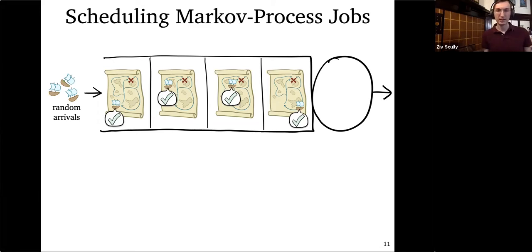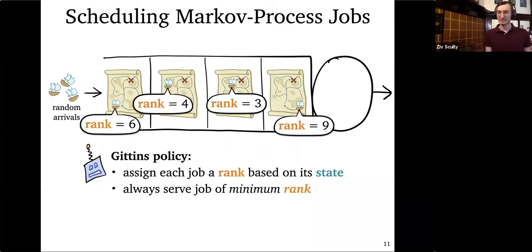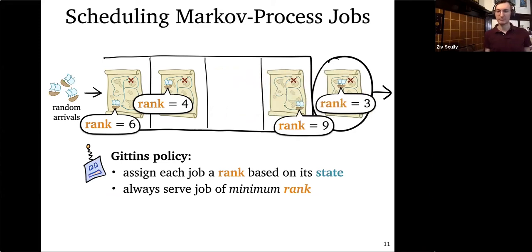It turns out that this single server scheduling problem has been solved in prior work with something called the Gittins policy. The way Gittins works is it's all about each job's state. It assigns each job a numerical rank based on its state, and the rank roughly measures how far the job is from the goal state. Somehow it takes all these transition probabilities, the state space, the dynamics and the current state, and summarizes it all as a single number called the job's rank. Then Gittins serves the job of minimum rank. In this example, that would be this job of rank 3.